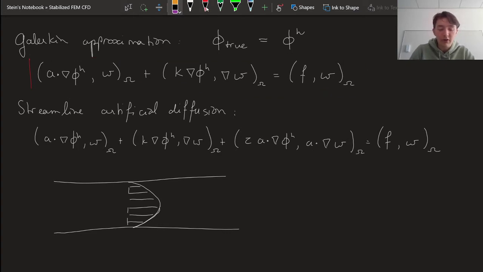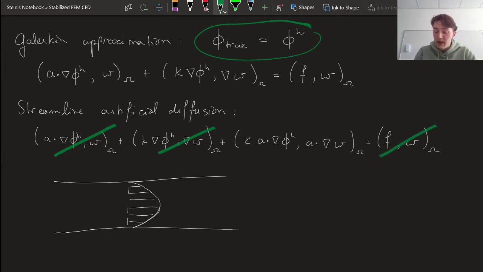Now the same thing can, however, not be said about the streamline artificial diffusion approach. We've changed the physics, right? We've added a diffusion, and thereby we would no longer obtain the true solution even if we could. And that's also pretty clear, because if the true solution satisfies this rule, then that means that this one is balanced by this one, which would mean that this one has to be 0, and well, it is not 0, right? So this is no longer consistent with the true solution, and that's what we call variational inconsistency.